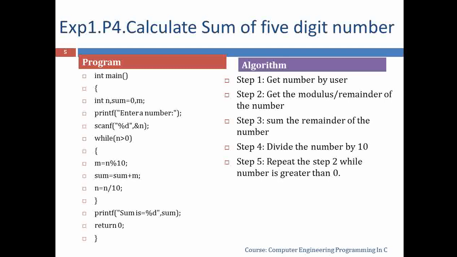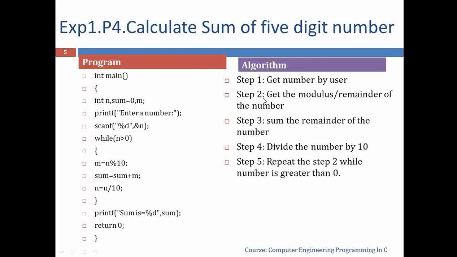And repeat step 2, means again we calculate the remainder of 4-digit number and that remainder add into the sum variable. Again we divide this number by 10 and we'll get 3-digit number.